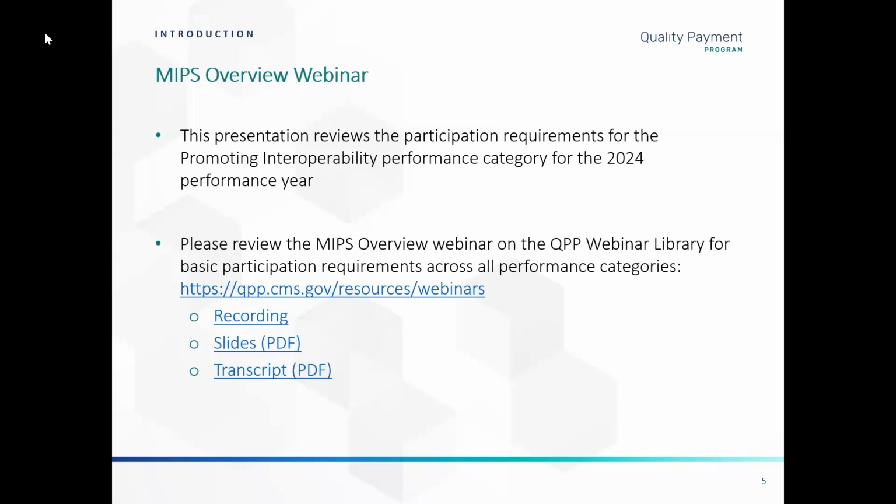As a review, Promoting Interoperability now has a 180-day performance period. So it's no longer 90 days, so make sure you are collecting data so that you will have enough data to submit in January 2025. We also have a general MIPS overview, which is a brief overview of all the performance categories, and that is available at this website here listed on the slide. Next slide, please.